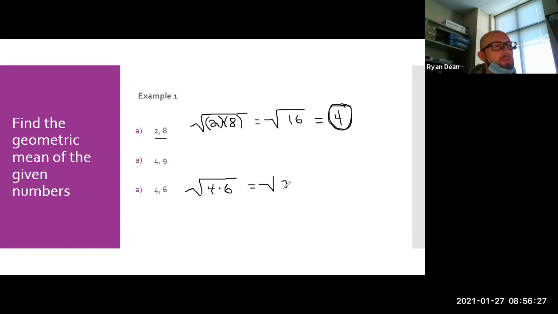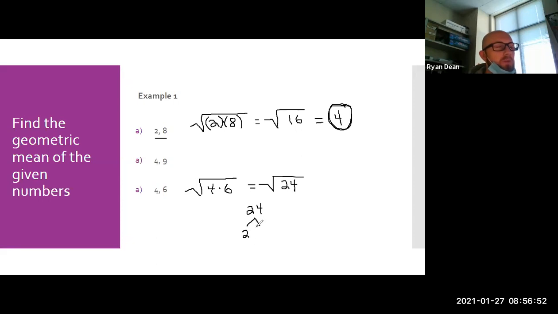Okay, so that's going to give me the square root of 24. Now, when you plug this into a radical expression calculator, it's going to give you a decimal. It's not going to give you the whole numbers like we did up here with this 4. So for this 24, this is where we'd have to use a prime factorization method.